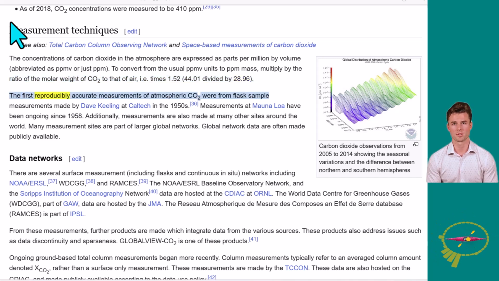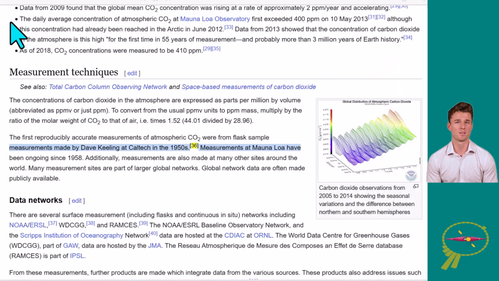The first reproducibly accurate measurements of atmospheric CO2 were from flask sample measurements made by Dave Keeling at Caltech in the 1950s. Measurements at Mauna Loa have been ongoing since 1958. Additionally, measurements are also made at many other sites around the world. Many measurement sites are part of larger global networks. Global network data are often made publicly available.